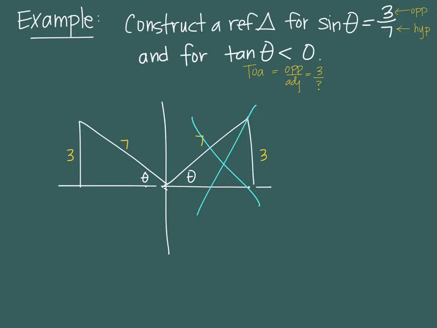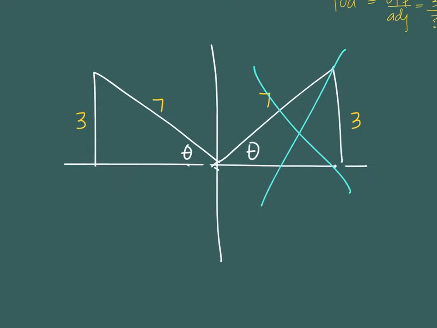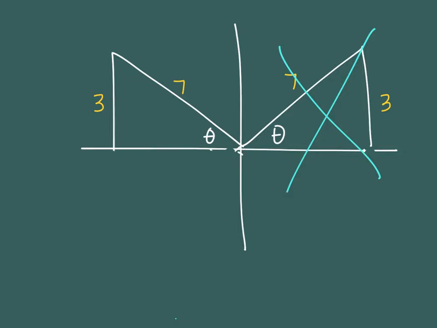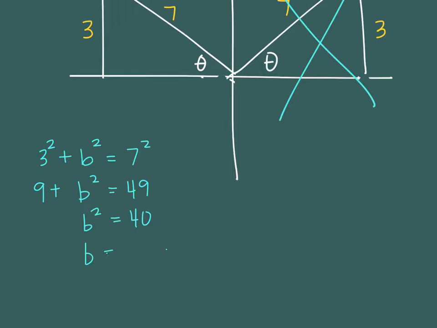And we need for at least one thing to be negative. And the only place where one thing is negative is in quadrant 2. And so it has to be in that position. Okay, so now we can find it out with a squared plus b squared equals c squared. So we've got 3 squared plus b squared equals 7 squared. So that's 9 plus b squared equals 49. So b squared is 40. So b has to be the plus or minus square root of 40.